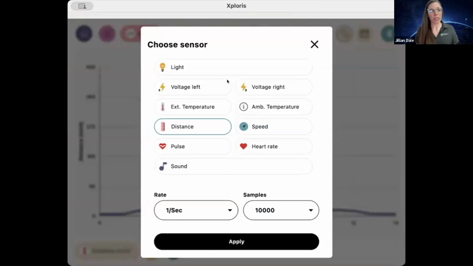Notice that we don't have as many sensors on the Explorus as we do with the Labdisc, and there's a reason for that. They're not all needed at the elementary level. Most of the elementary science can be covered by the 5 sensors that are on the Explorus, but there are some additional options as well. So you've got light, you've got voltage, you have external and ambient temperature. You have distance, and then you also have the heart rate, the pulse and the speed, and then you have sound as well. So again, you can go in and you can set your sampling rate and then the number of samples that you want.